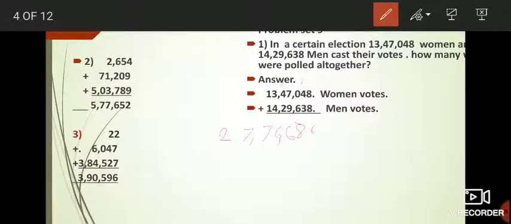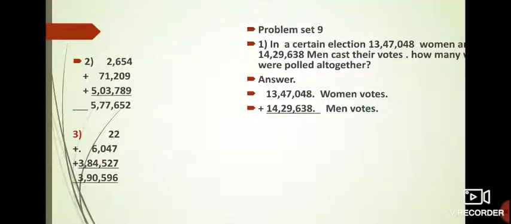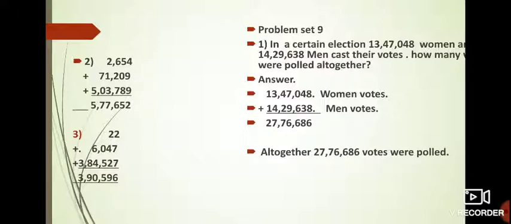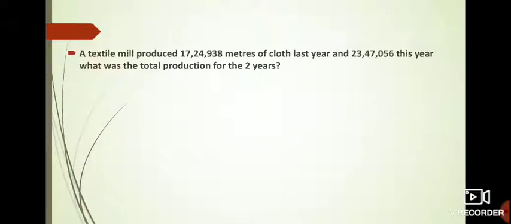So total how many people are there? 27,76,686 total votes polled in that election. Okay, so altogether 27,76,686 votes were polled. Okay, students. Now again one example we will see.